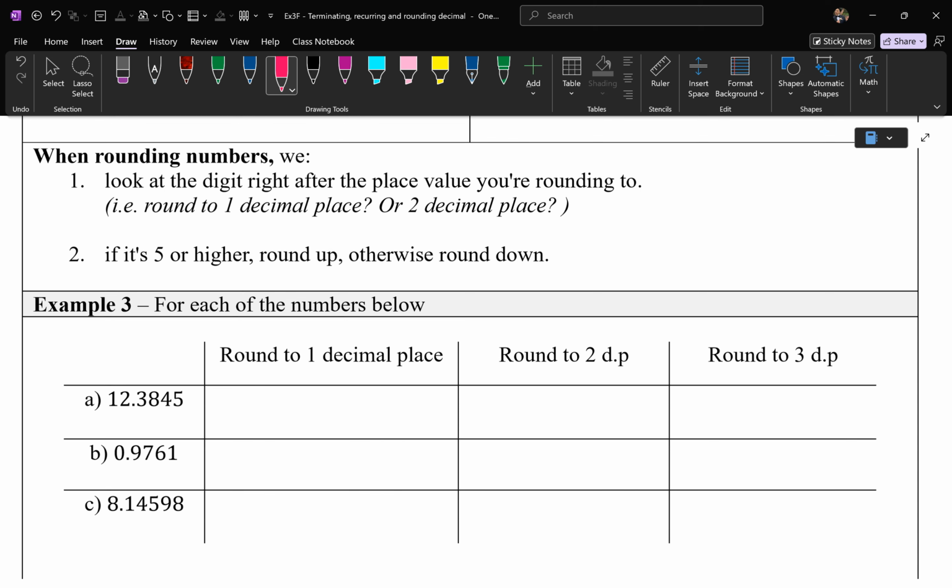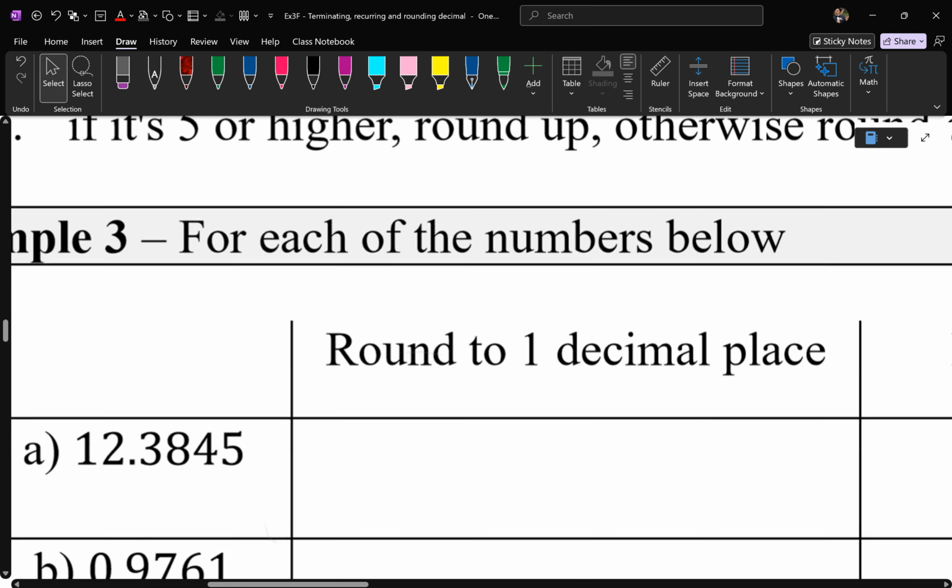There's only 2 steps to it. Count the decimal and then check the next digit. If it's 5 or more, you round up that number. Okay? So here we go. Let's have a look at this one.